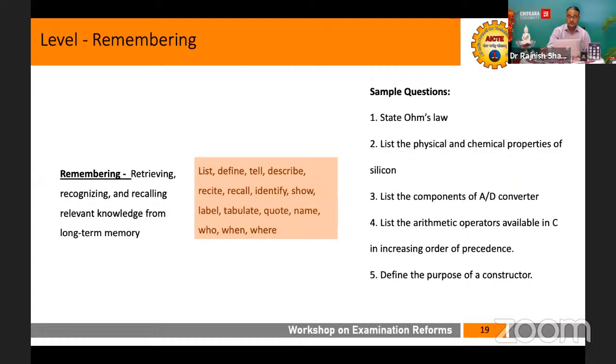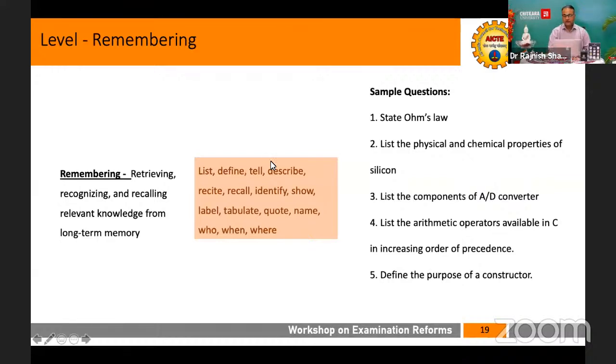There is nothing much to understand. There is nothing much to create. There is nothing to evaluate. You need to remember these things. So all these kind of questions for which some words have been written over there, all these kind of questions should be aligned with the remembering level of Bloom's taxonomy.